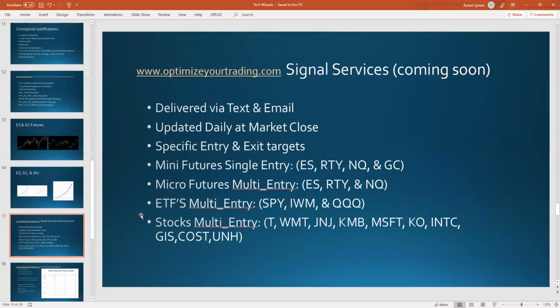I should say simulated performance, I'm sorry. And so signal services. This is a new service that we're about to offer. We deliver via text and email, right? It's updated daily at market close. Obviously, that's a little bit different for equities versus futures. Specific entry and exit targets are met, and those are offered and dynamically adjusted daily.